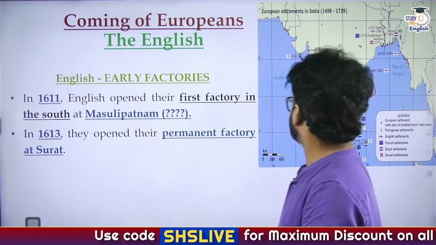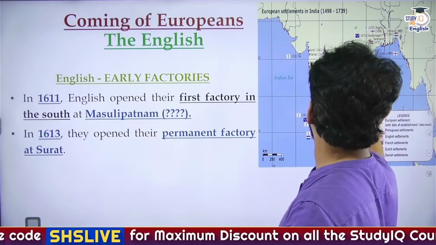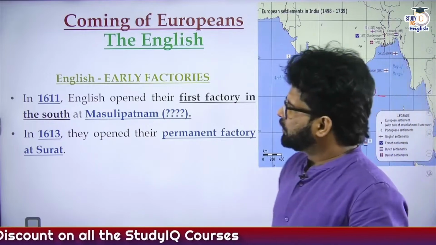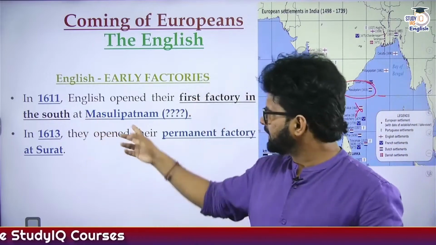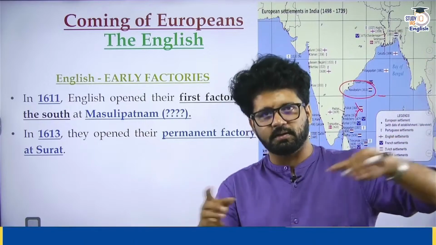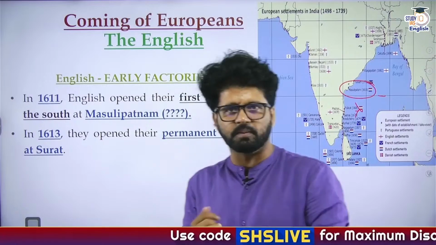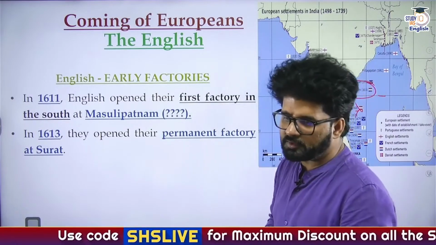We have talked about it: in 1605 the Dutch set up their settlement here. In 1610, they established their settlement in Pulicat. Did the English open their factory in Masulipatam just because the Dutch were already there and the Dutch were a formidable ally of EIC, or is there something more to it? If you know something more about it, you can post it in the comment section, sir and ma'am.